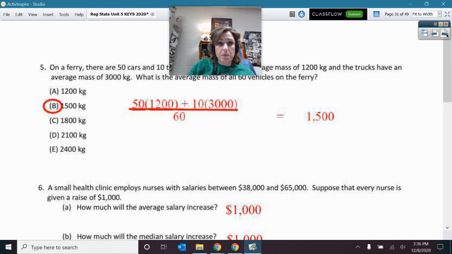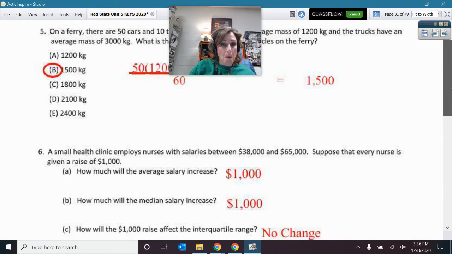All right, here we go. This also had 50 of the 1,200 kilogram vehicles, 10 of the 3,000 kilogram trucks, and then that was 60 vehicles in total. So we had to combine all of that, get the total sum of the weights, and then divide by 60 to get the average mass of the 60 vehicles.